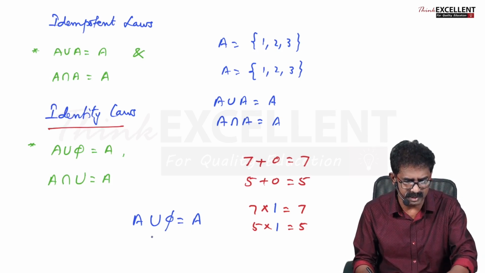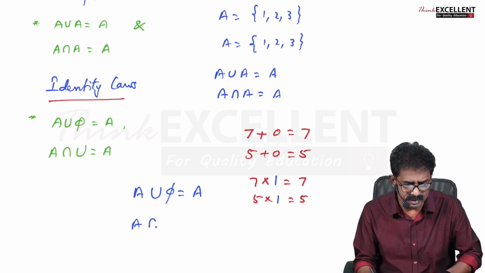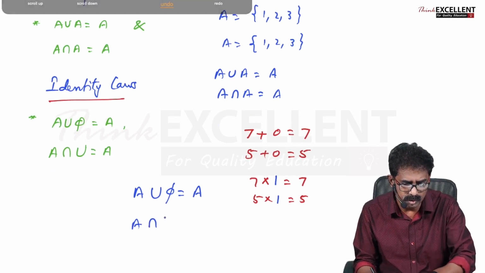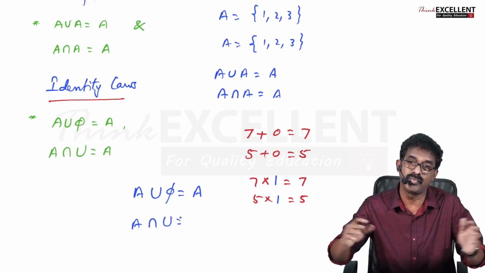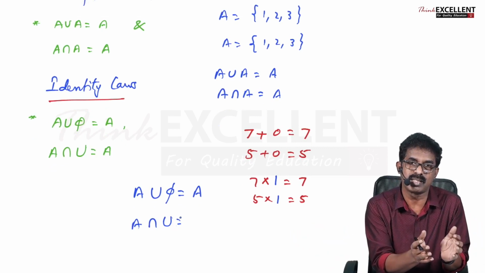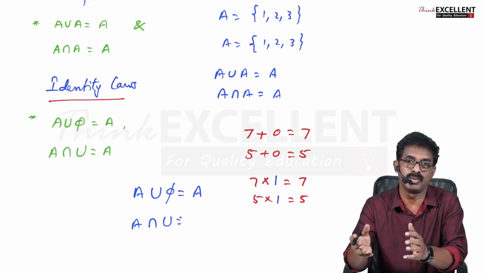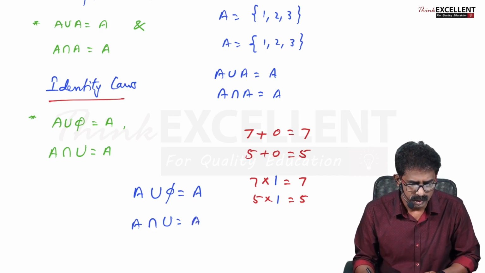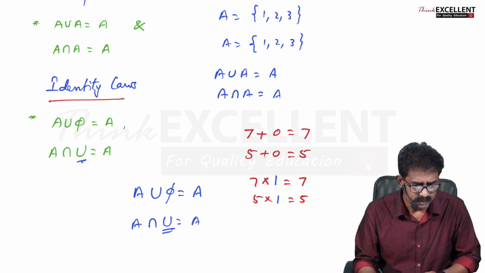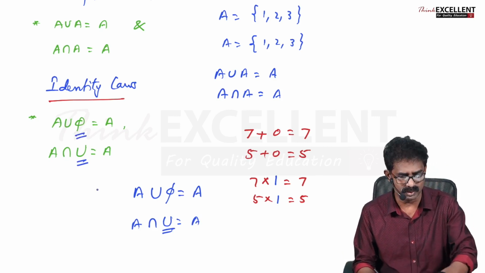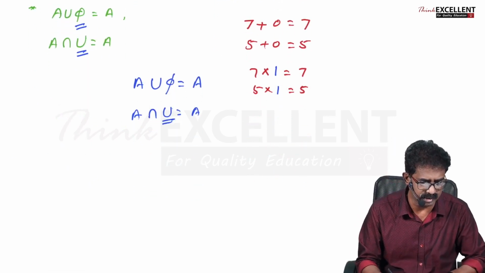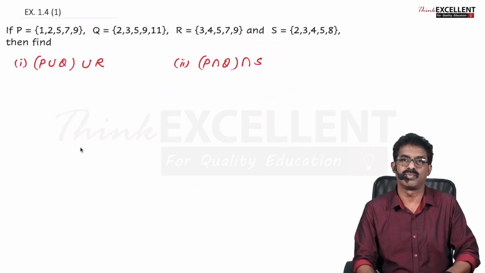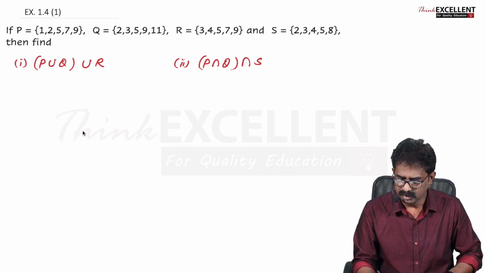Same way for intersection. A is there, A intersection universal set. Universal set means it contains everything. So A is a small set. A intersection universal set. What is common in both? A only, right? So the universal set is the identity for intersection and the empty set is the identity for union. Okay, so just remember all this. These are something extra for you. Now let's go for a few sums. Okay, see the first one.